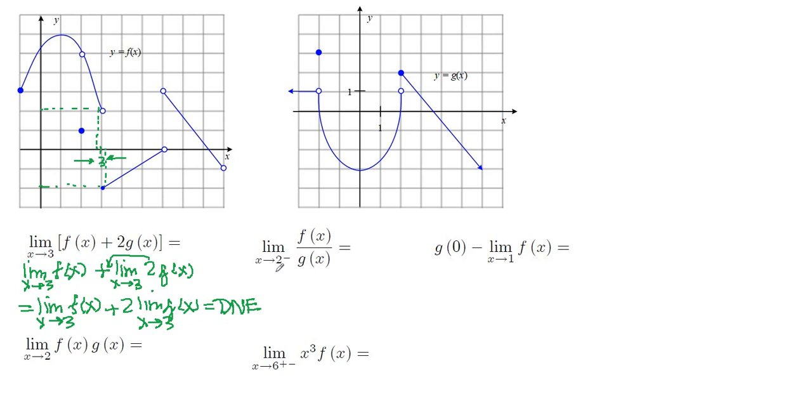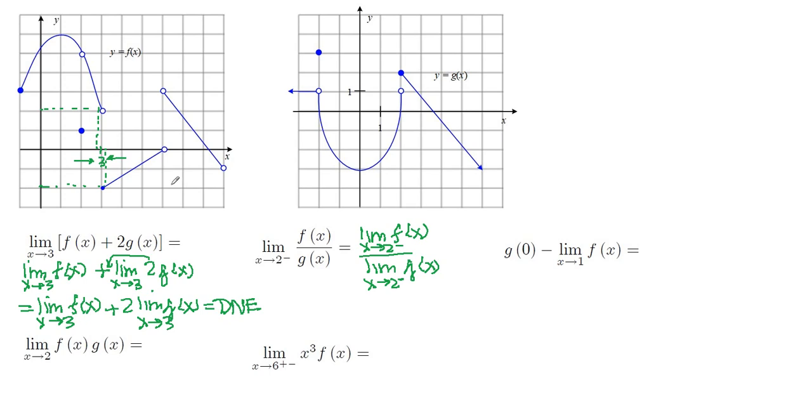What about the limit as x approaches 2 from the negative side, f of x over g of x? Well, by properties of limits, this is equal to the limit of f of x as x approaches 2 from the negative side, divided by the limit of g of x as x approaches 2 from the negative side.